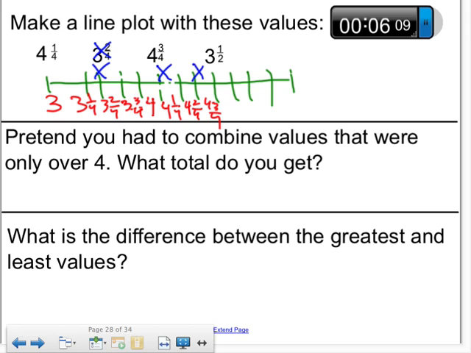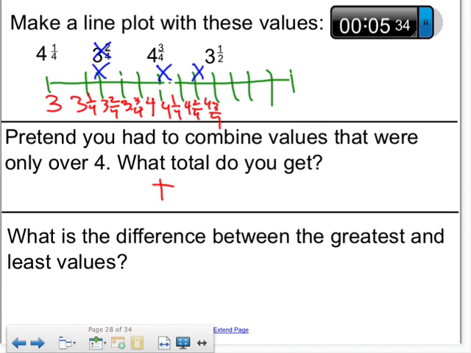Cool. Second part. Pretend you had to combine values that were only over 4. What total do you get? First of all, what kind of math is combining? Who knows what they mean by combine? Gabriel. Addition, of course. And what do they want us to add? The values that were only over 4. So which values are those? Not all of them are over 4.